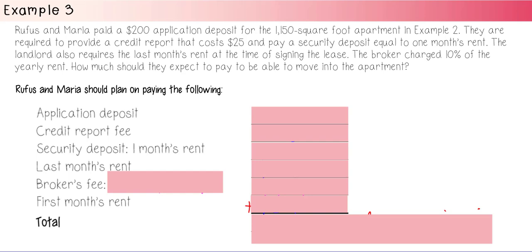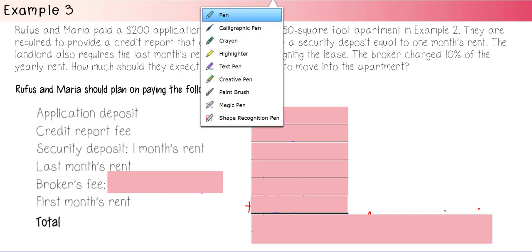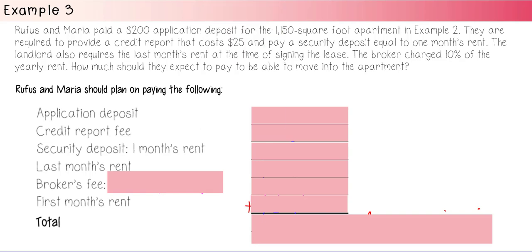And the last thing in this video that I want to discuss is determining how much Rufus and Maria should expect to pay to be able to move in the apartment. So let's look at the information they gave us. So Maria and Rufus paid a $200 application deposit for the 1,150 square foot apartment in example 2.